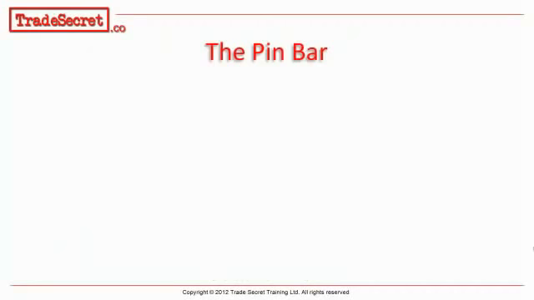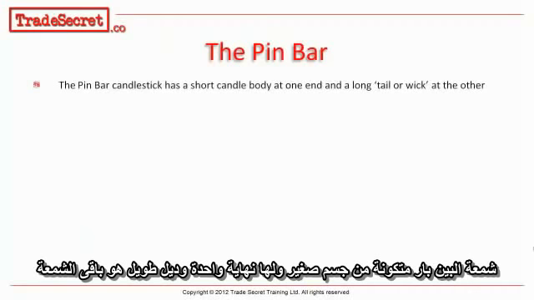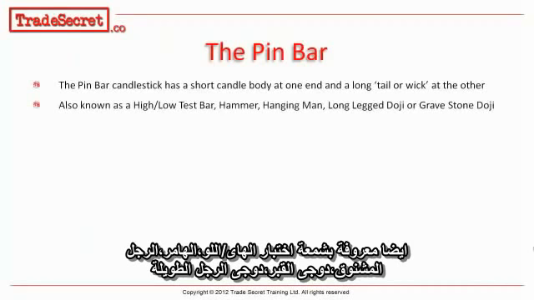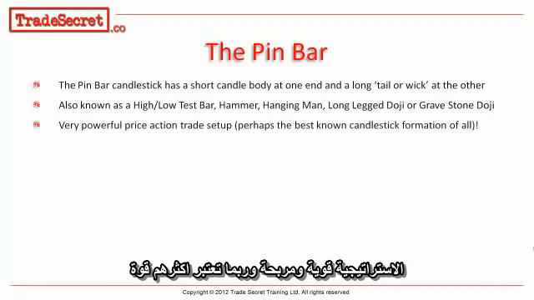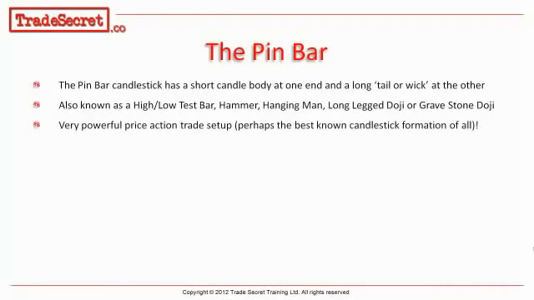Let's have a look at the pin bar. So, a pin bar candlestick has a short candle body at one end and a long tail or wick at the other. It's also known as a high or low test bar, hammer, hanging man, long-legged doji or gravestone doji, depending on which side the tail is and to a certain extent the size of the candlestick body. It's a very powerful price action trade setup.